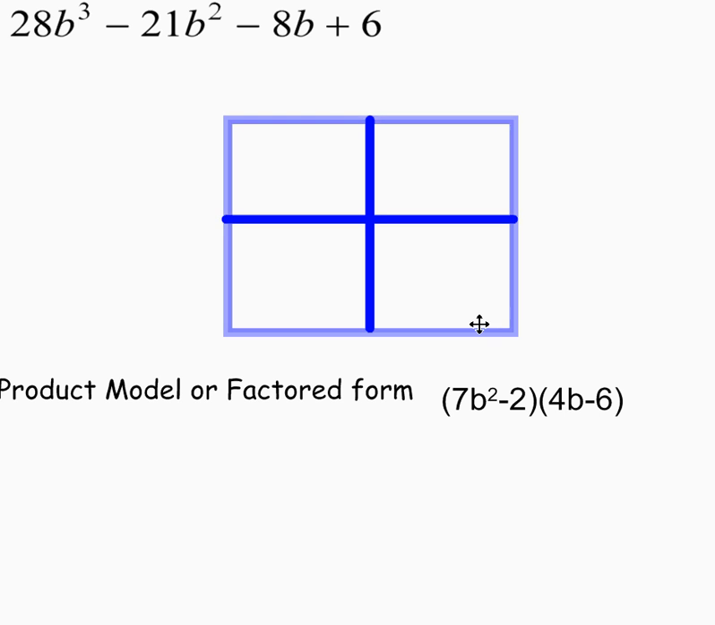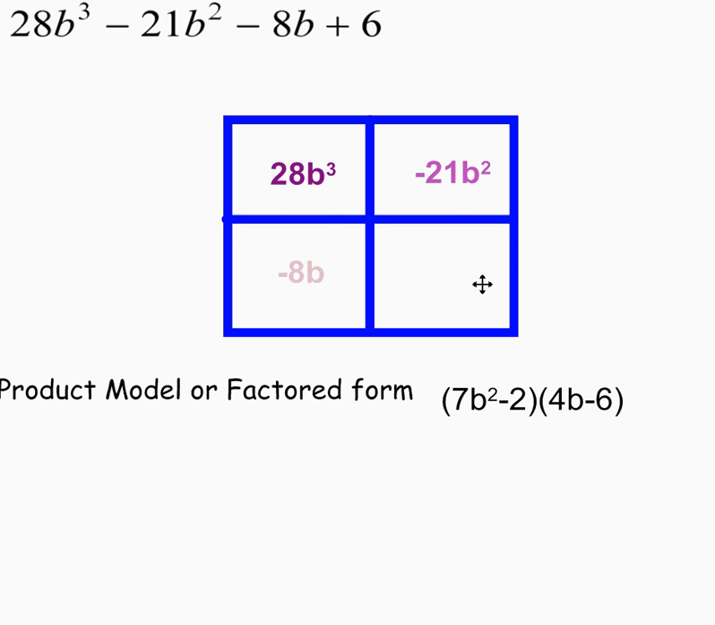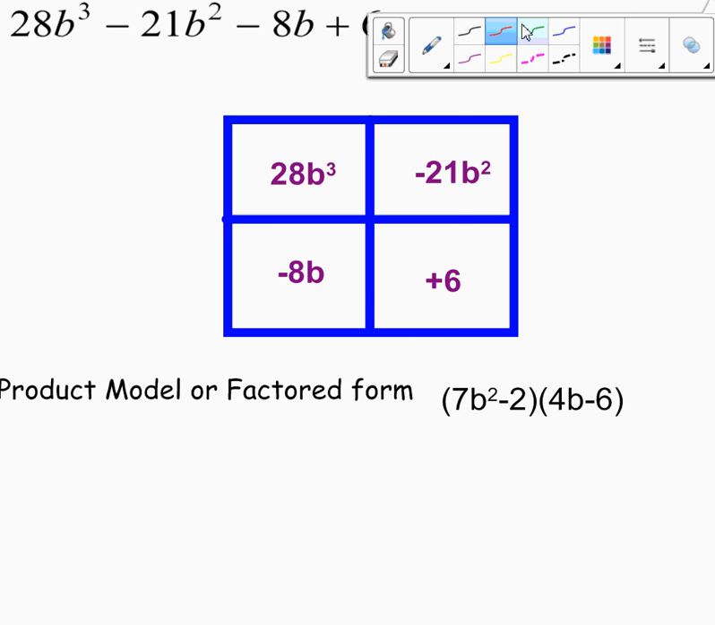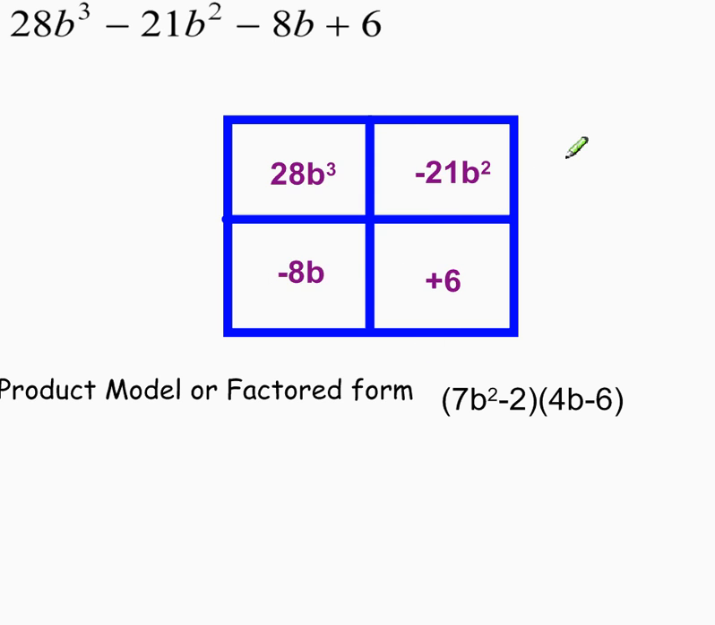I'm going to have a 2x2 box. Okay. I'll put my terms on the inside. And let's start looking at it going horizontally. What do these two guys have in common? Well, Mrs. Peters, they both look like they can be divided by 7 and b squared. So if I go down here, I'm going to look at them and say, well, negative 8b and positive 6. Now, be careful of the negative sign.